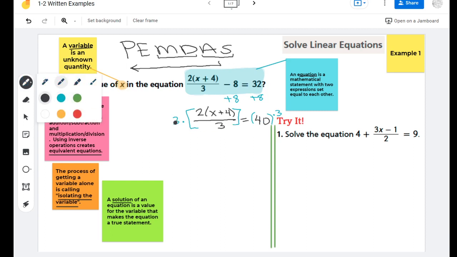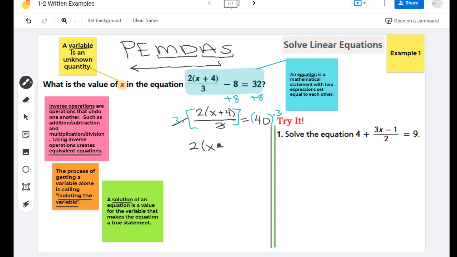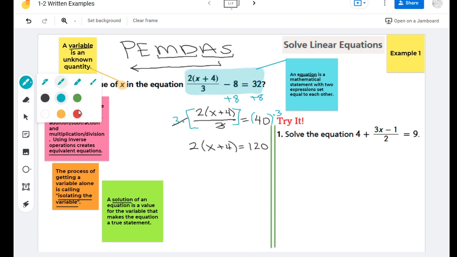So on the left-hand side, the multiplication and division of 3 cancel each other out, and I'm left with 2 times x plus 4. And on the right-hand side, 40 times 3 is 120. From here, I have two options. I could distribute to these parentheses, which is probably the most traditional thing. That's what I'm going to do.